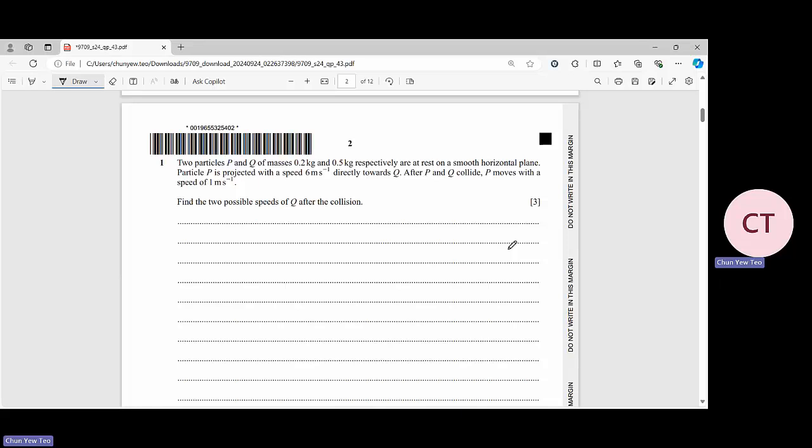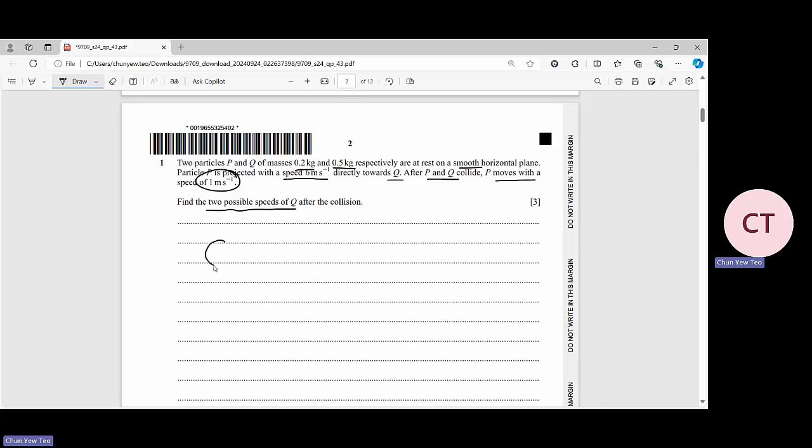Two particles P and Q of masses 0.2 kg and 0.5 kg respectively are at rest on the smooth horizontal plane. Particle P is projected with a speed of 6 meters per second towards Q. After P and Q collide, P moves with a speed of 1 meter per second. Then find the two possible values of the speed of Q after the collision.